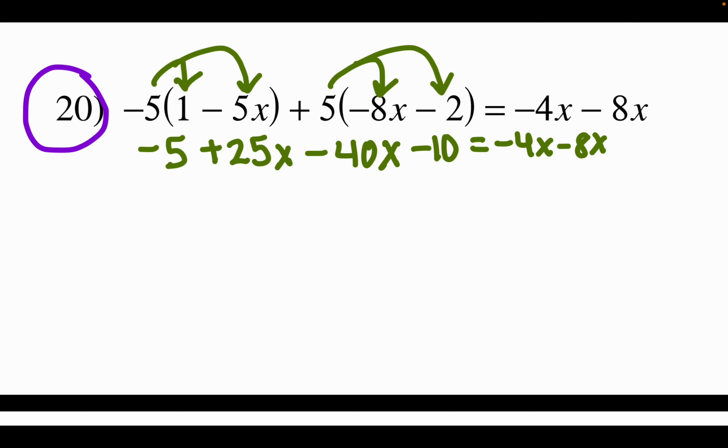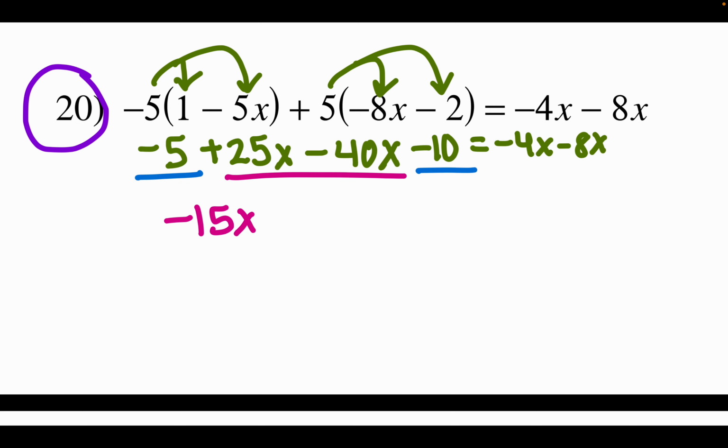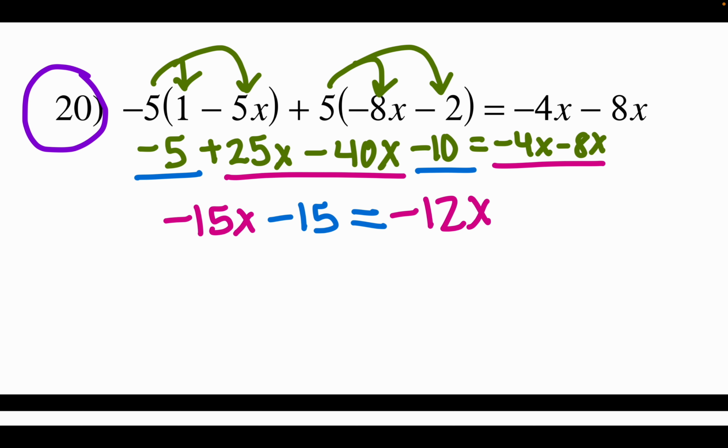Okay, now that all of our grouping symbols are gone, let's combine some like terms. So with our x's, we have the 25x minus 40x. That gives us negative 15x. Negative 5 minus 10 is negative 15 as well. And that is equal to, okay, so we're combining negative 4 and negative 8 is a negative 12x.